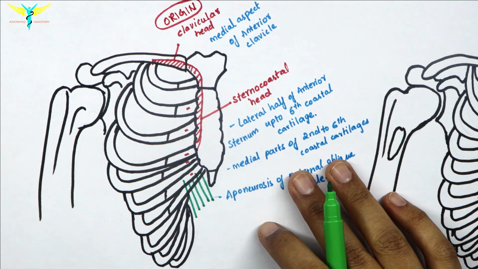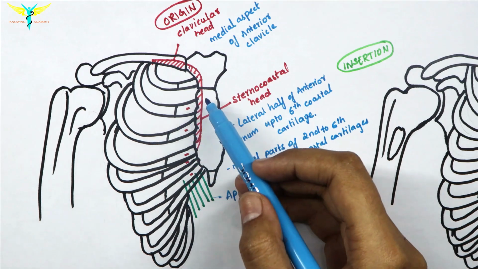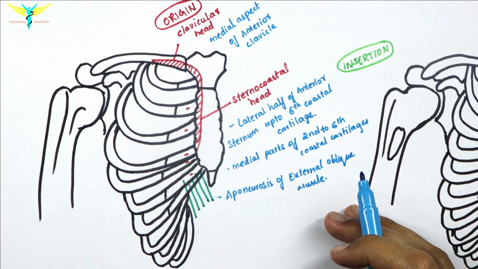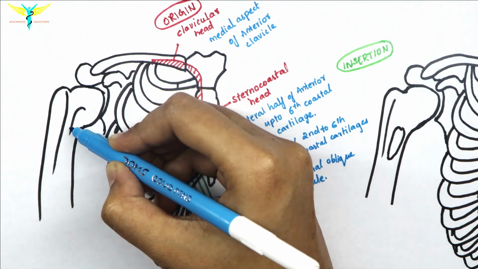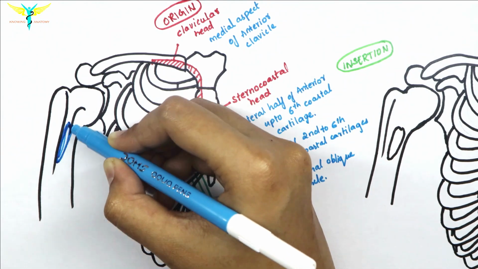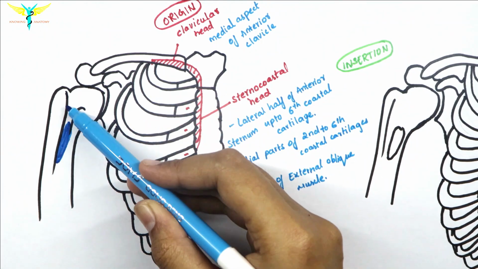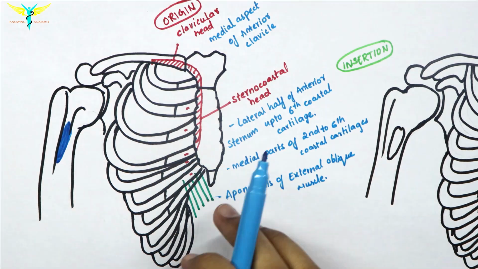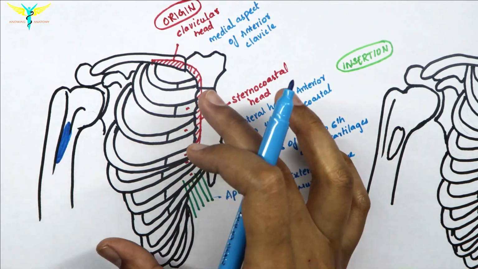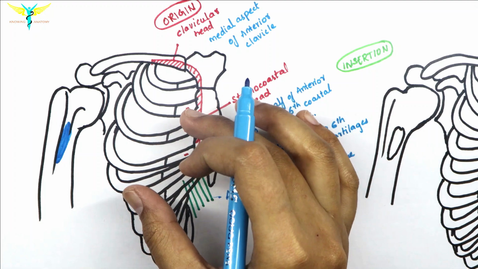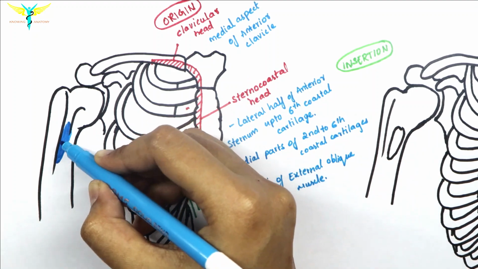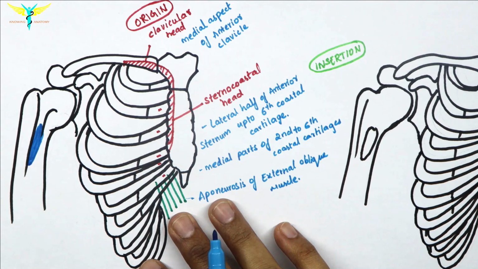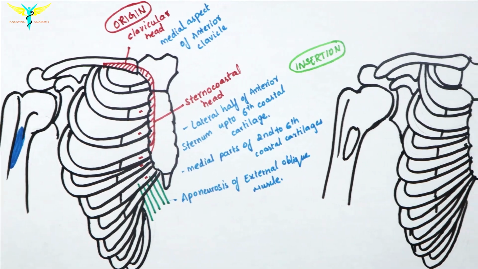And coming to the insertion, the pectoralis major muscle is inserted by a U-shaped bilaminar tendon onto the lateral lip of the bicipital groove. So here we can note a bicipital groove on the lateral aspect of the humerus bone, and the pectoralis major is inserted by a U-shaped tendon onto the lateral lip of this bicipital groove. So we will learn about the insertion in detail in the second picture.